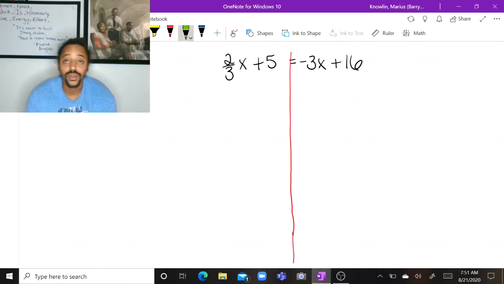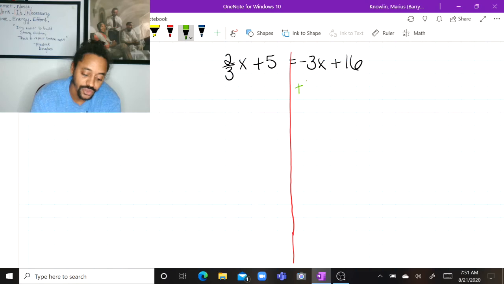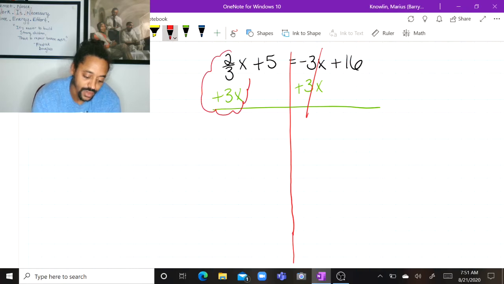Now, I want to start with combining my like terms, and I'm going to start with my variables. Remember, we like to get our variables on the left. So I'm going to move the 3x by adding it to both sides. Once I do that, the 3x's cancel out. And now I simply just have to add these two right here.